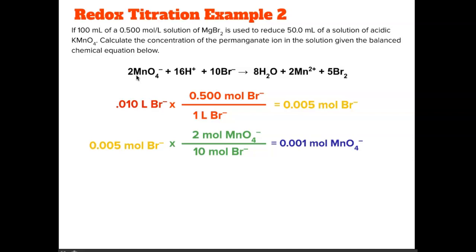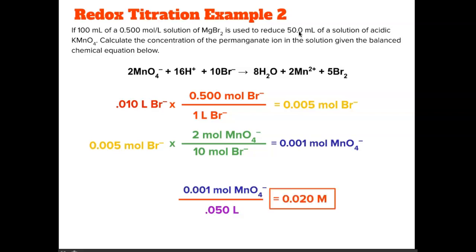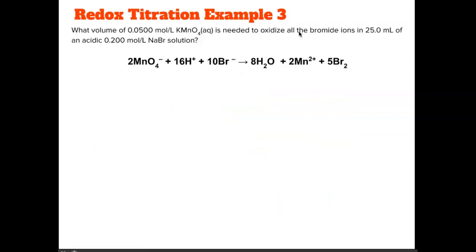So now that I know how many moles of permanganate I have, what I want to do is figure out my molarity. Remember that molarity is moles over liters. So I know I have 0.001 moles of permanganate, and in my problem above, it tells me that I have 50 milliliters of solution, which is the same thing as 0.050 liters. So 0.001 divided by 0.050 gives me 0.020 molar solution.